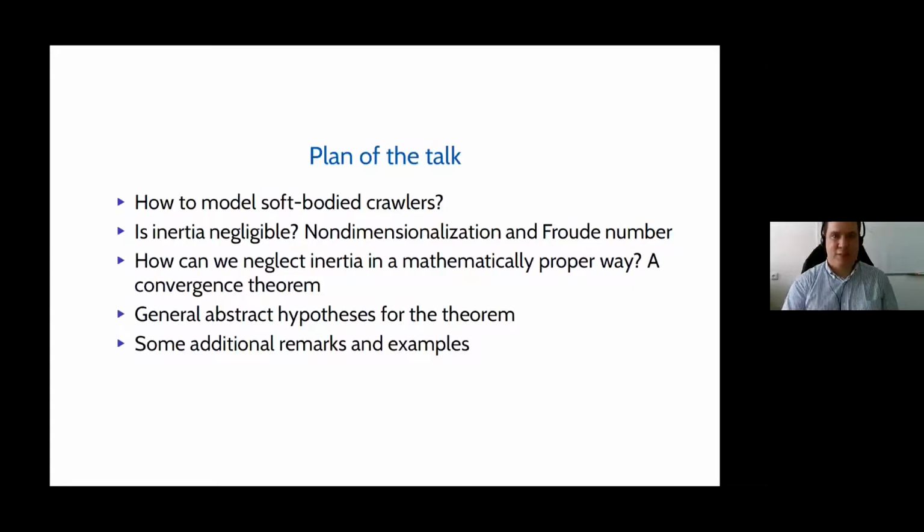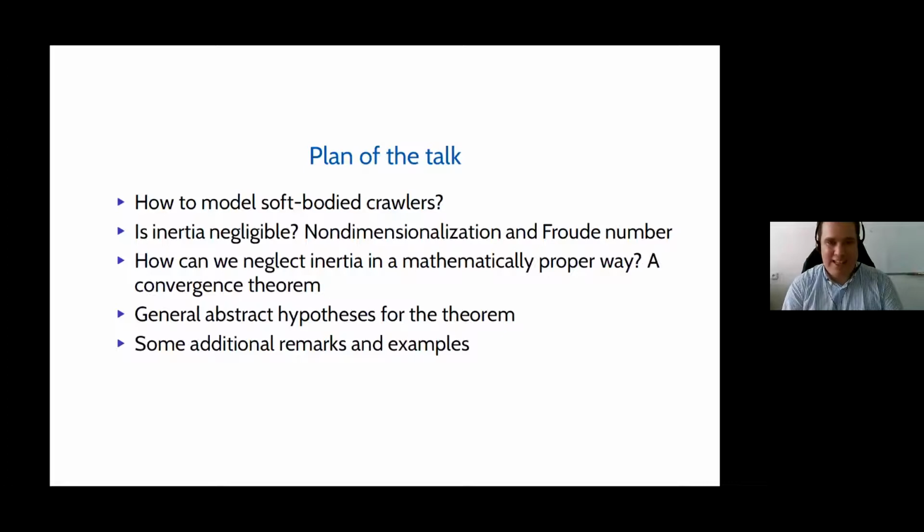Okay, so the talk follows somewhat the reverse of the usual structure. I will start with the approximation. So how do we model crawlers with an elastic body? Then we will discuss if inertia is negligible. So are they really going slow? Are snails really slow? Is Newton really slow? We will do this more properly by looking at the non-dimensionalization of the dynamics and then discuss what we call a Föppl number.